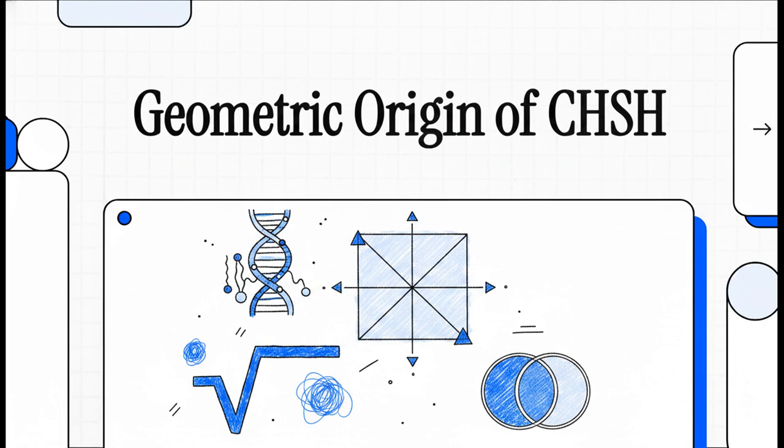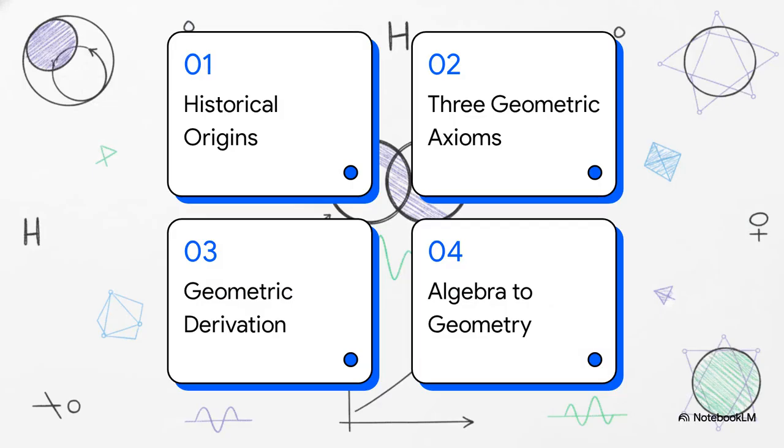So in today's explainer, we're going to be exploring a brilliant new framework that finally strips away all the abstract algebra to show us exactly where this number actually comes from. We're going to find its origin not in a bunch of complex formulas, but in pure, elegant geometry. So here's our roadmap for today. We'll start with the historical origins, move into visualizing 3 geometric axioms, tackle the geometric derivation to crack that 2 root 2, and finally, make the leap from algebra to geometry.